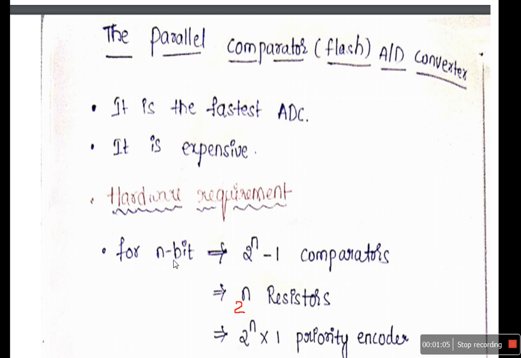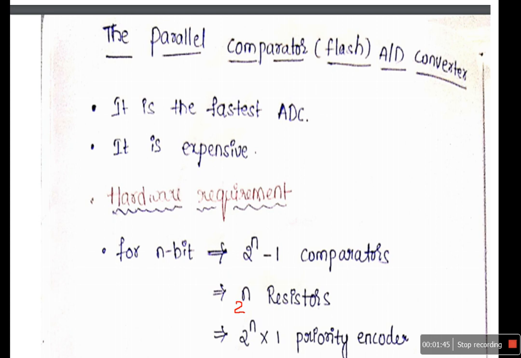So the parallel comparator or flash type ADC converts the analog input into the digital output. For n bit conversion, it requires 2 power n minus 1 comparators, 2 power n resistors, and 2 power n cross 1 priority encoder. So the hardware requirement for the flash type A to D converter is comparators, resistors and priority encoder, and for n bit conversion it will require 2 power n minus 1 comparators, 2 power n resistors, 2 power n cross 1 priority encoder.